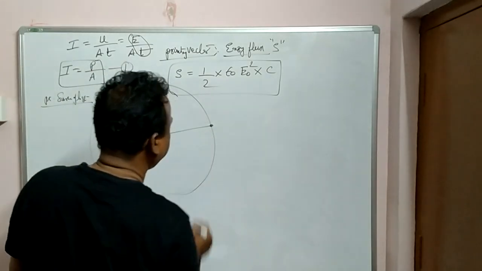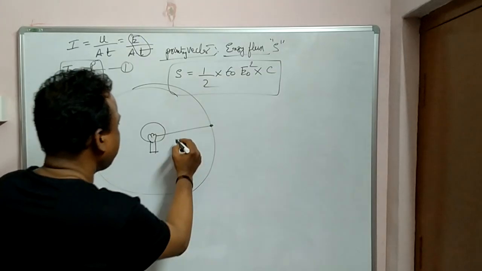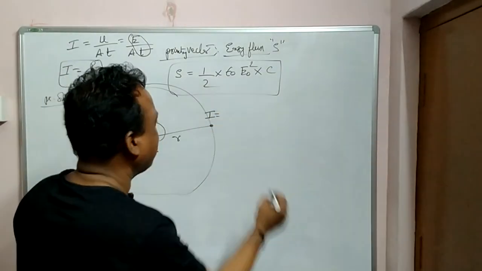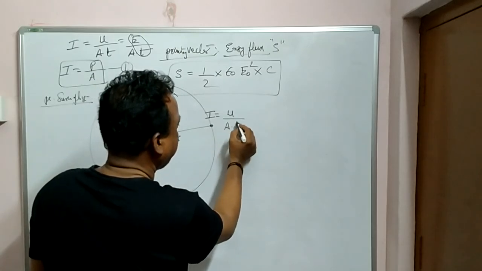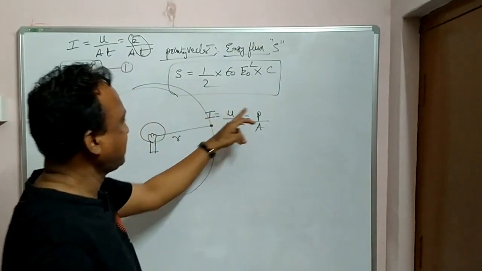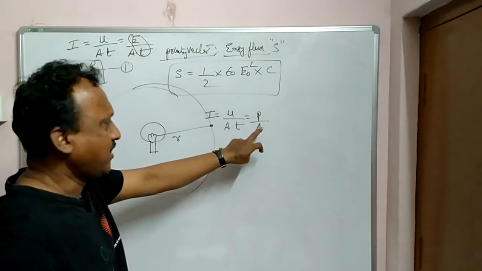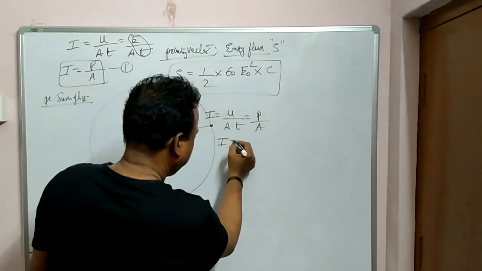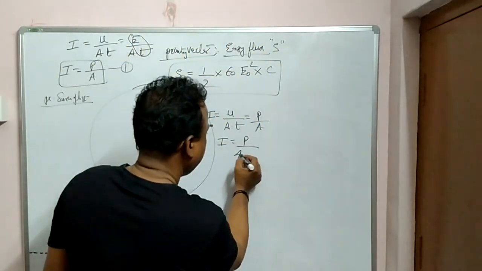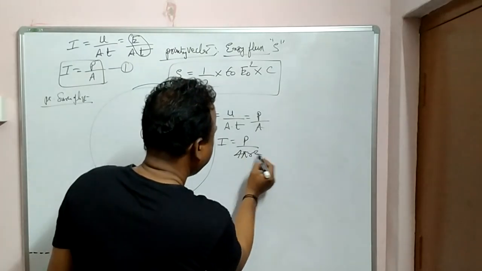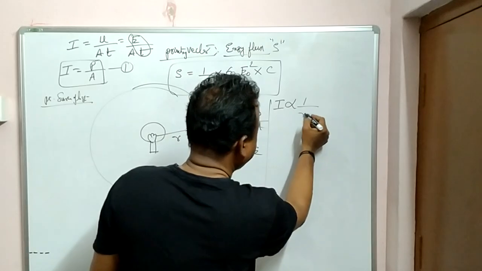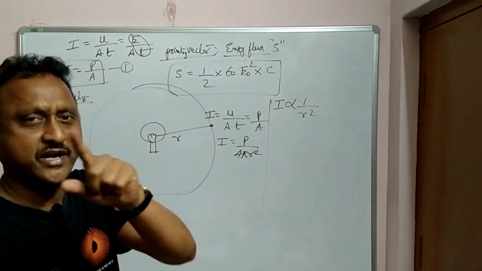Suppose at some point you want the intensity at a distance r. Just now I told you what intensity is: energy emitted per unit area in unit time, that is P by A. I is equal to power by surface area. Now what is the area here? Surface area. What is the surface area of a sphere? 4 pi r square. So what does it mean? Intensity of electromagnetic waves is inversely proportional to the square of the radius for a point source.